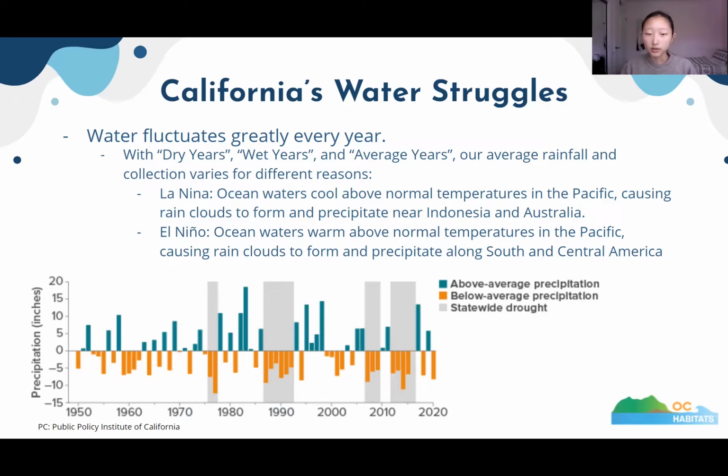In this graph, we can see on the left, the y-axis measures the precipitation in inches. And on the x-axis, there is a timeline. We can see that our water fluctuates very greatly in irregular patterns. And in the parts where the water has recorded very much below average for a long period of time, that would be a statewide drought in gray.